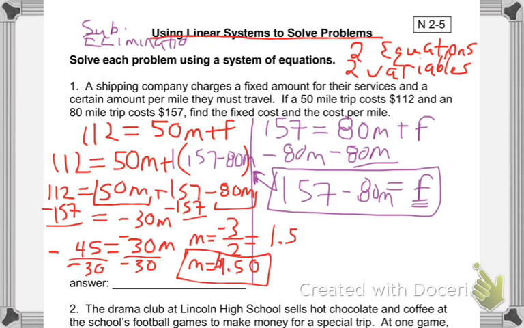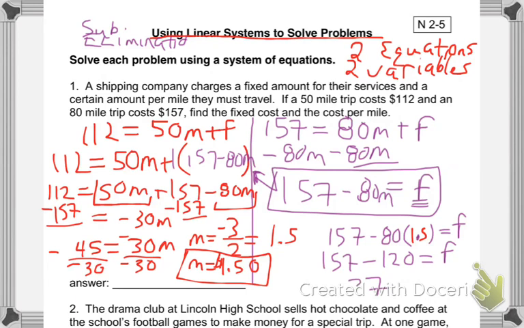So to find the fixed cost, we're going to take 157 minus 80, there's the letter m, so we're going to put in $1.50, or just 1.5, and that equals the fixed cost. So 80 times 1.5 is 120, so we have 157 minus 120 equals the fixed cost, and therefore the fixed cost is $37. Okay, so half the battle is just figuring out what the equation is, and then setting up your two separate equations and then solving.